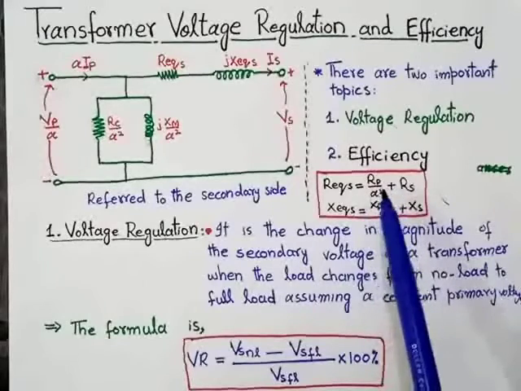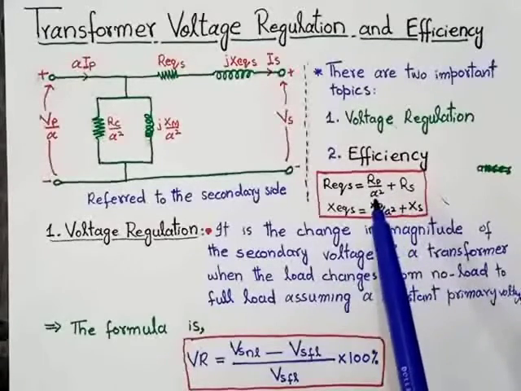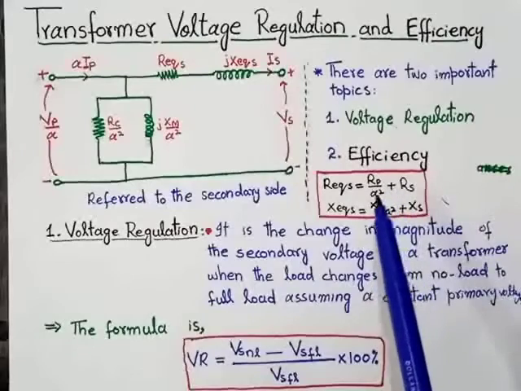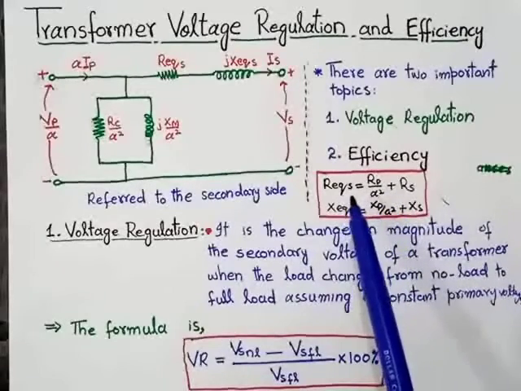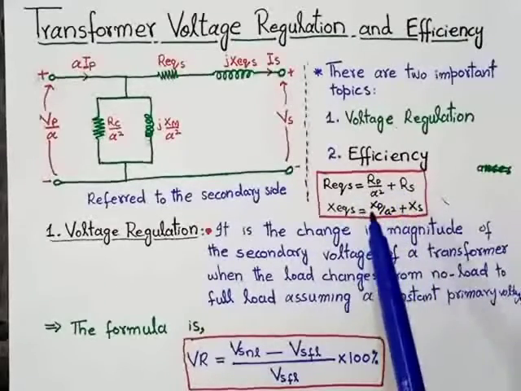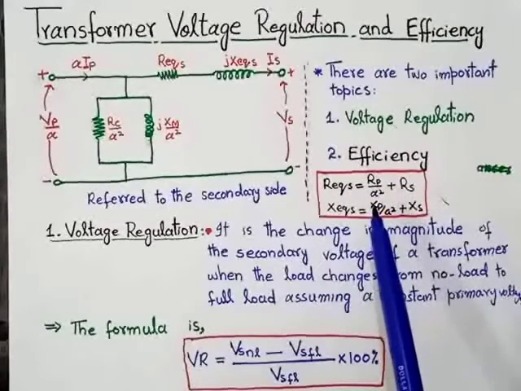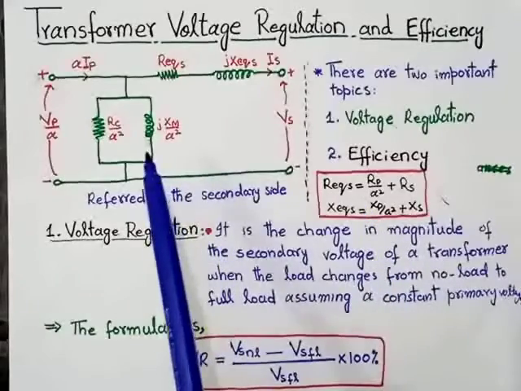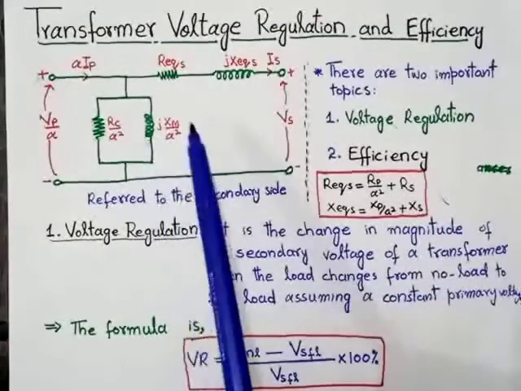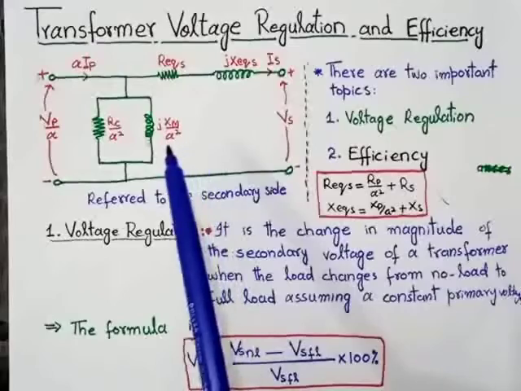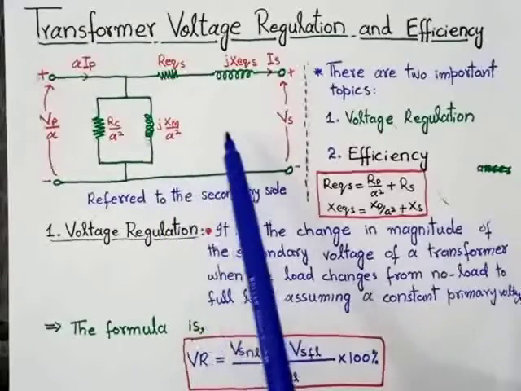As we have already discussed, when we transform primary resistance or reactance into the secondary side, then we divide by a squared. So that's why we have divided the primary elements by a squared here. So this is the approximate equivalent circuit of a transformer referred to the secondary side.